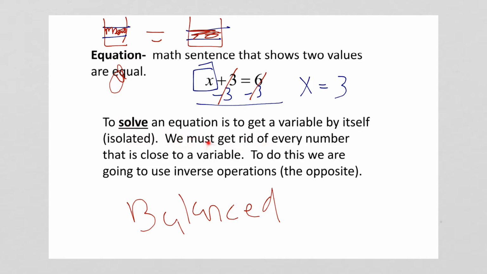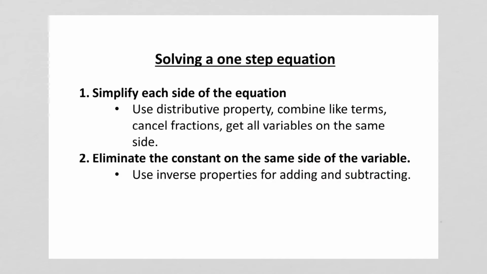It says we must get rid of every number that is close to a variable. Get rid of everything that is close to the variable. How do we do that? To do this, we are going to use inverse operations, or in layman's terms, something very basic: we just do the opposite. So let's take a look at it.